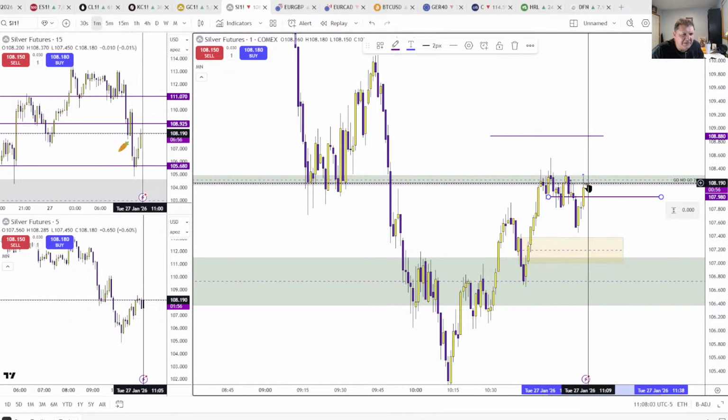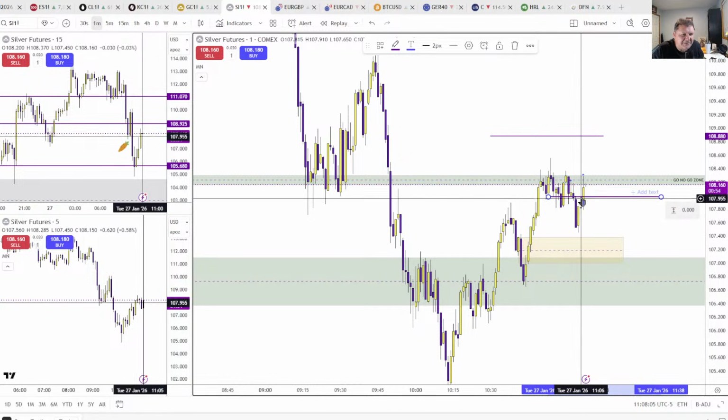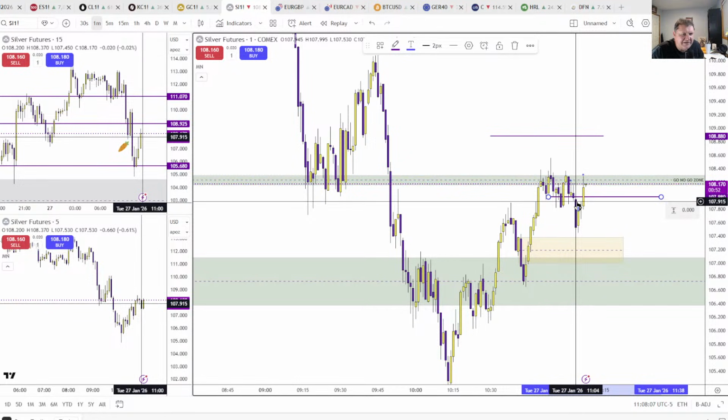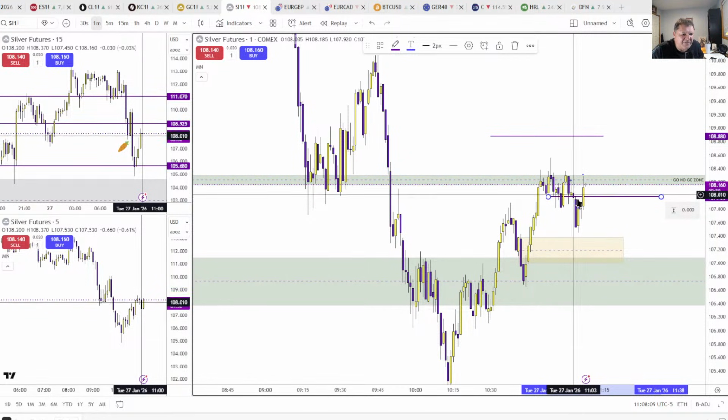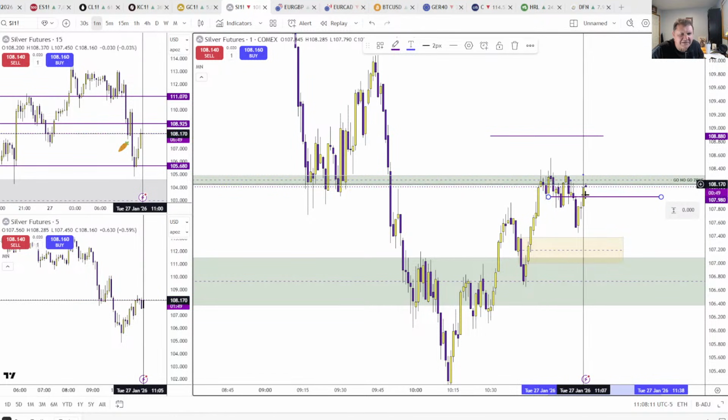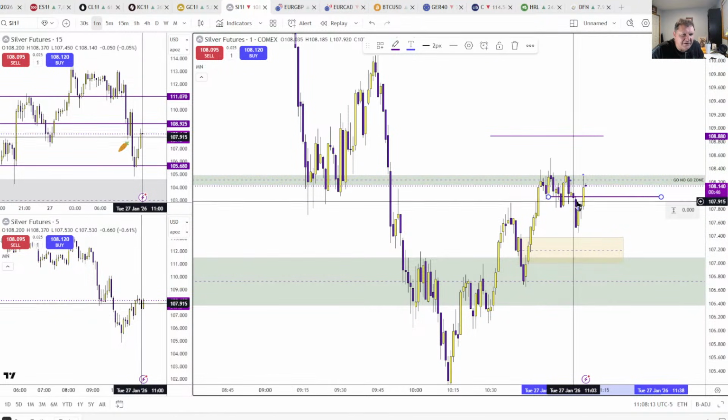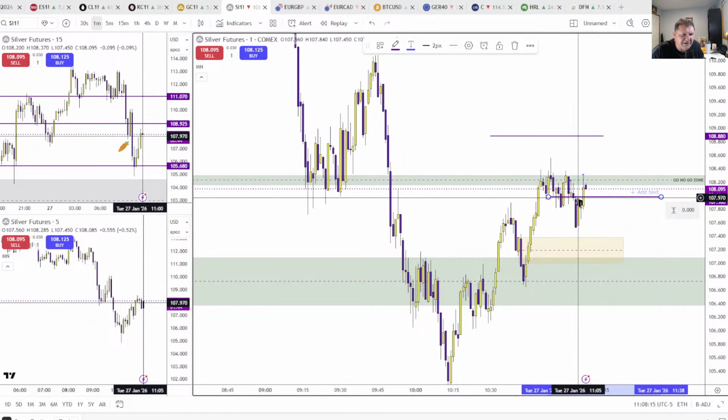Now does it hold here and reverse and come back down into this little area that did not get tagged yet? And we have no body above here yet. So inside this little range, that's my target, to come back into this and this right here.